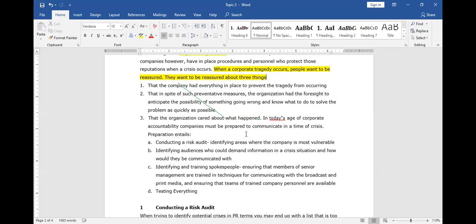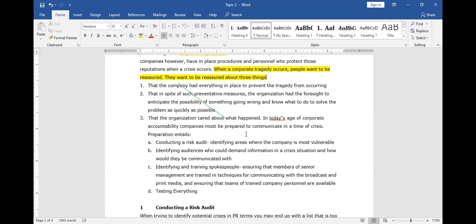We are saying that in today's age of corporate accountability, companies must be prepared to communicate in times of crisis. So preparation entails, number one, you need to conduct what is called a risk audit. What is an audit? A risk audit is simply you identify areas where the company is most vulnerable. If the area is employment, maybe the company employs people who are not qualified. If the area is, say, for example, security, there is poor security. So the company needs to conduct a risk audit to identify the areas where it is vulnerable.